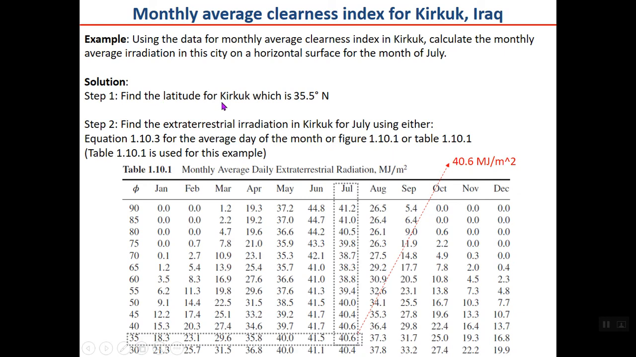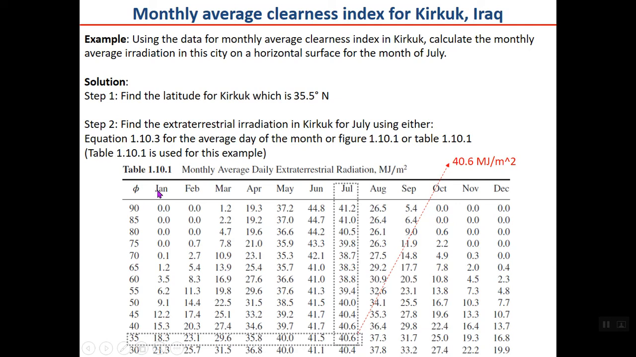Step 1, find the latitude of Kirkuk, which is 35.5. I just googled it and found that the latitude for Kirkuk is 35.5. Step 2, find the extraterrestrial radiation for July using either equation 110.3 for the average day of the month, or figure 110.1, or table 110.1. For the sake of simplicity, I used the table for solving this example. You can do other ways also.